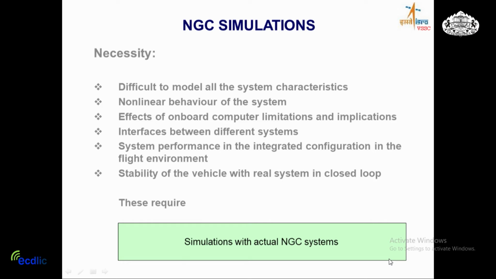While if we are simulating in a computer, we have 64-bit arithmetic, but that doesn't happen in case of onboard computers. So the limitation of the onboard computer is there. Interface between different systems cannot be modeled at all. And when you integrate the whole thing, there are some delays and such things which cannot be modeled. And the vehicle stability will be seen only when you are in a closed loop. So because of these reasons, we have to go through simulations with the actual NGC systems.